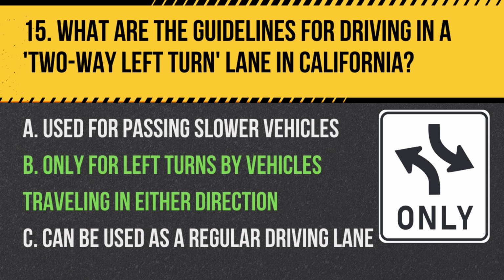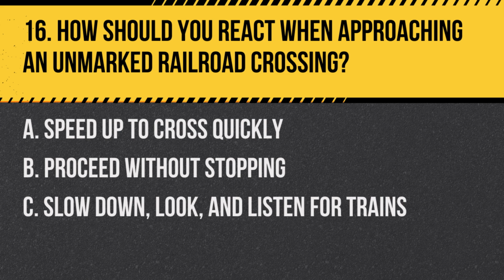A two-way left turn lane is reserved for vehicles making left turns from either direction. Question 16. How should you react when approaching an unmarked railroad crossing? A. Speed up to cross quickly. B. Proceed without stopping. C. Slow down, look, and listen for trains. Answer. C. Slow down, look, and listen for trains.